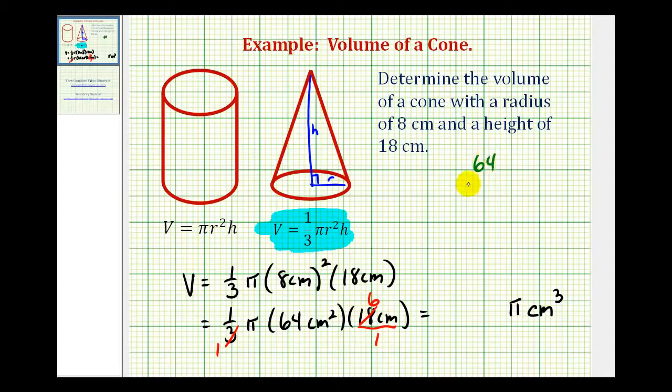So 64 times 6, that would be 24, carry the 2. 6 times 6 plus 2, that'd be 38. So the exact volume would be 384 pi cubic centimeters.